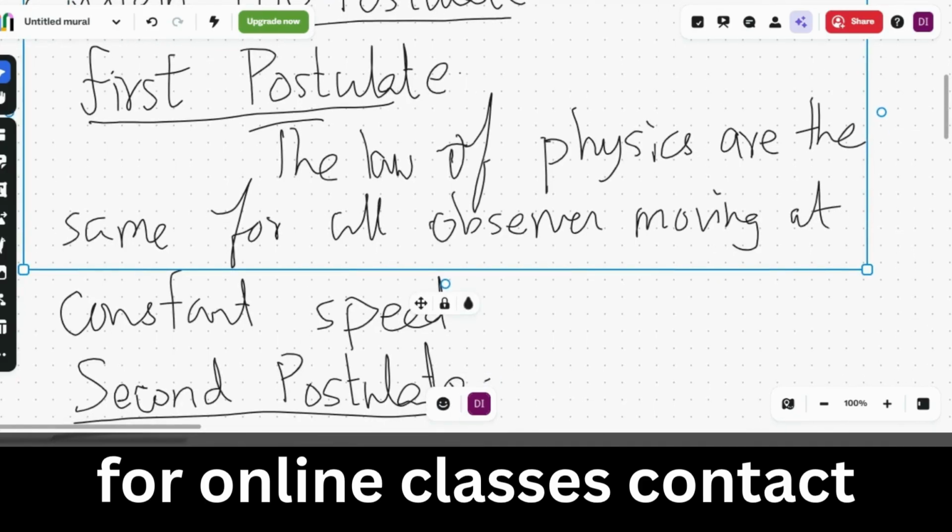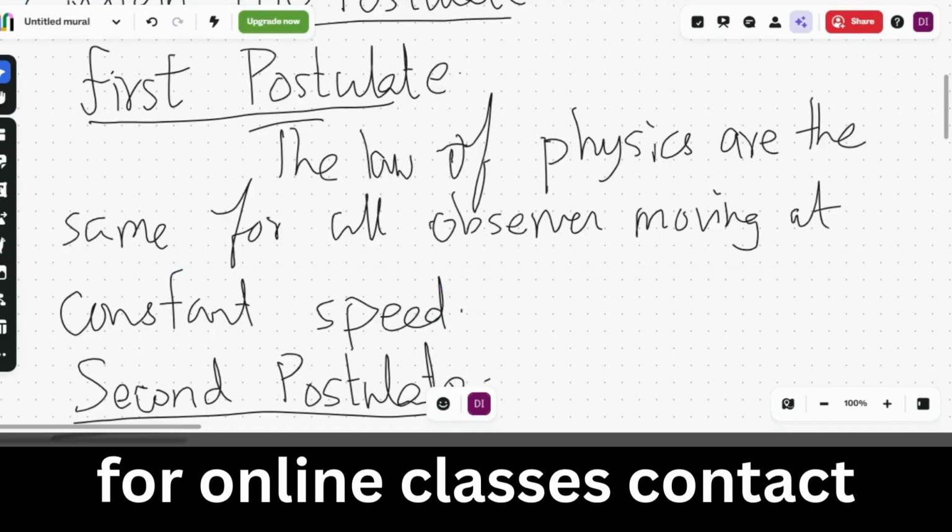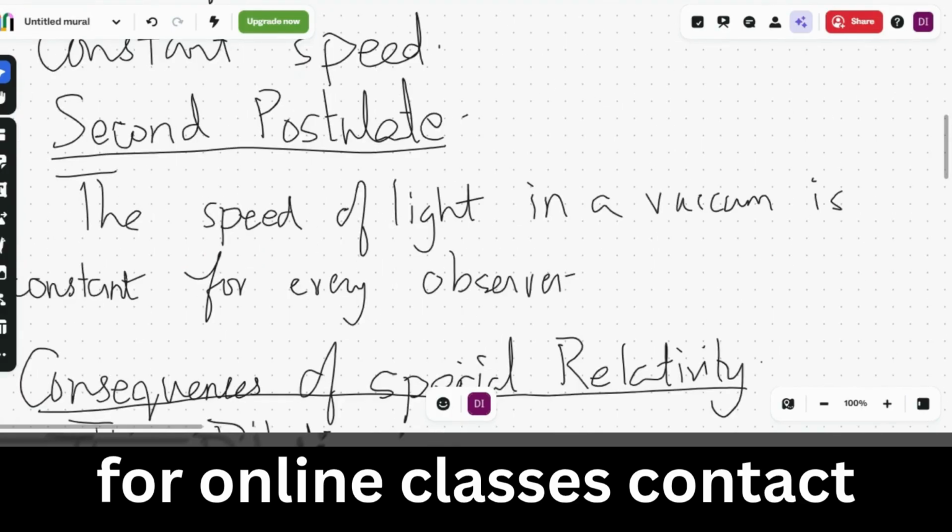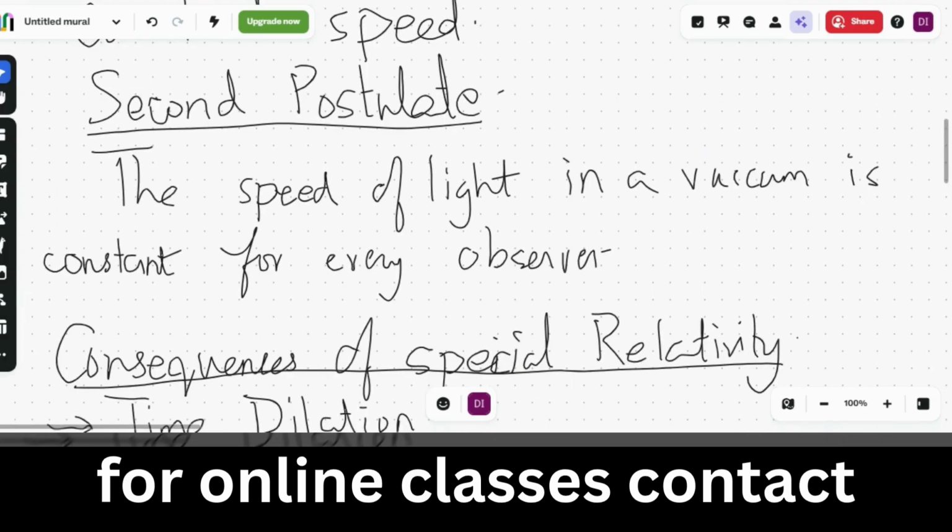Einstein's two postulates are: the first one is that the laws of physics are the same for all observers moving at a constant speed. And the second postulate is that the speed of light in a vacuum is constant for every observer.